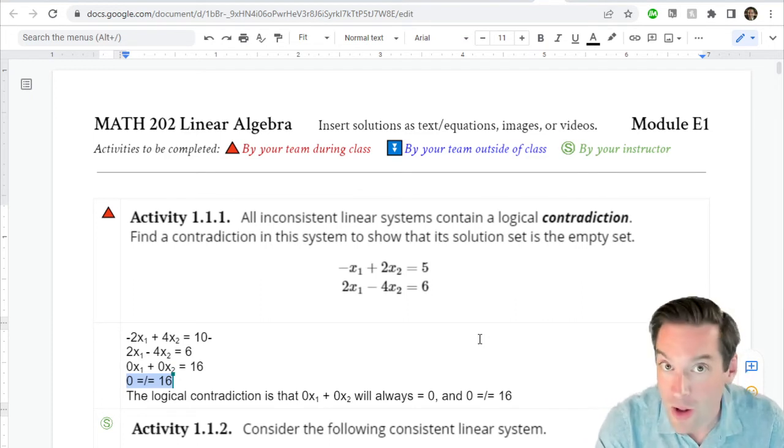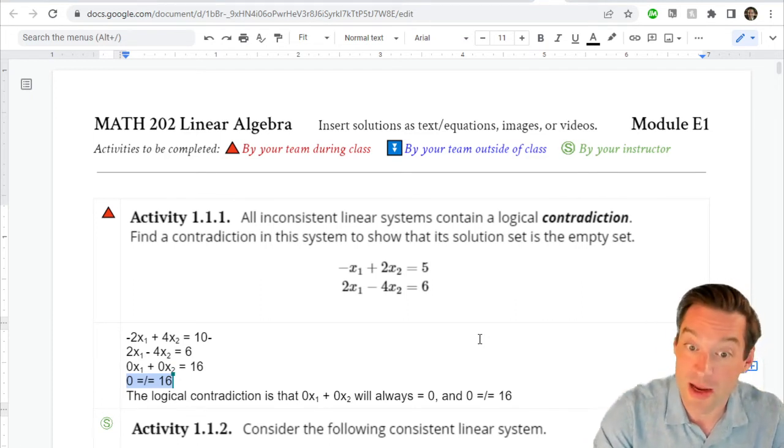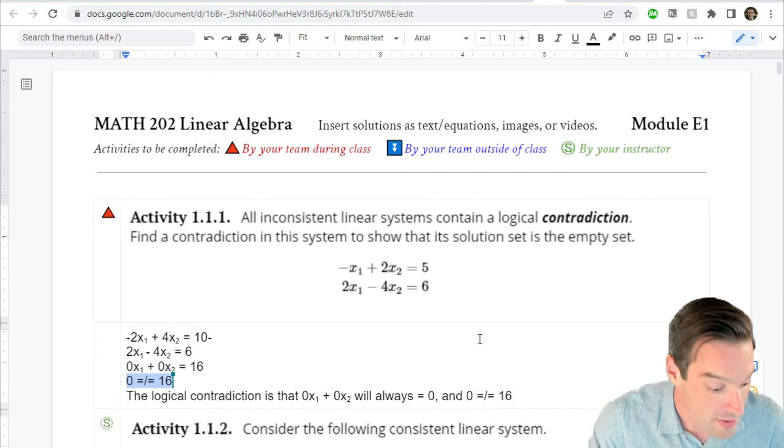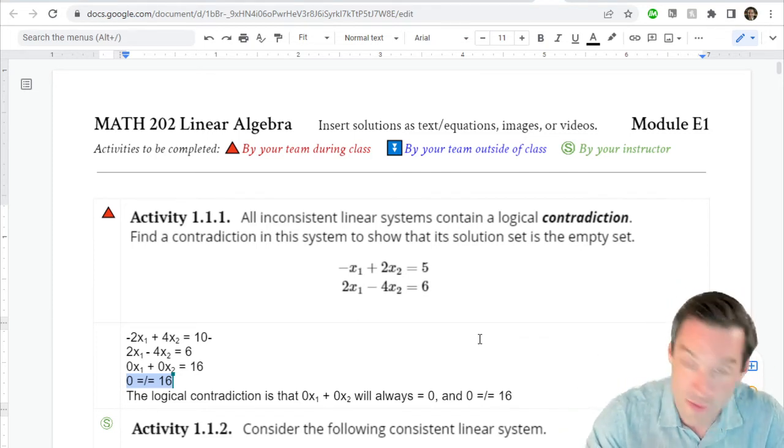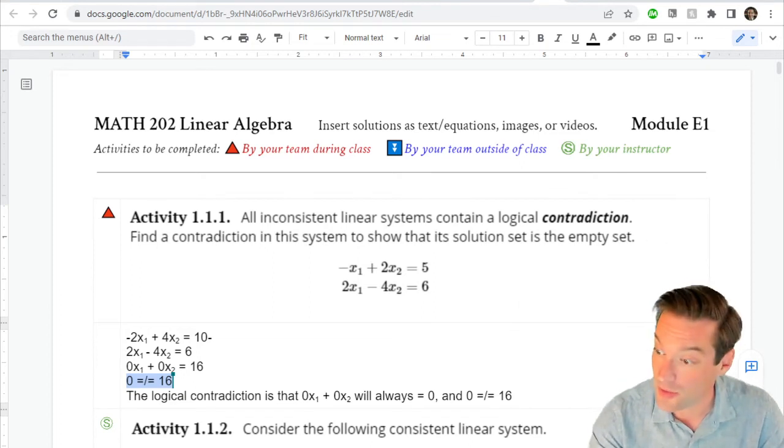And as long as we all agree among ourselves that 0 is not equal to 16, then that means that there is no x and y that is going to satisfy both of these equations. So that is the source of the logical contradiction in this problem.